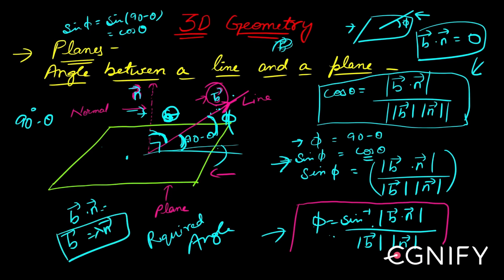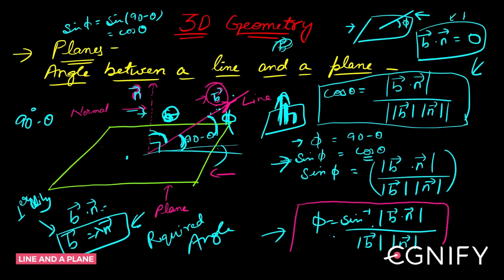If your b is equal to lambda n, so your n was like this, and b is also pointing in the same direction, so n and b are related by some lambda. In that case, the line would be parallel to the normal, but perpendicular to the plane. So this is the condition for perpendicularity, and this is the condition for parallelism. Only if this condition is obeyed will your line be parallel to the plane, and only if this condition is obeyed will your line be perpendicular to the plane.